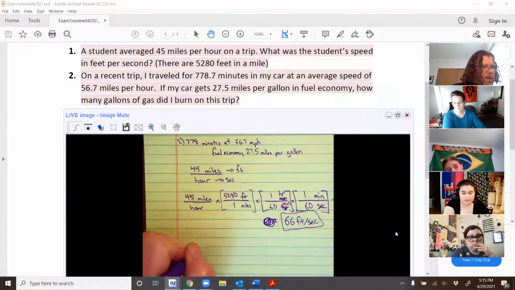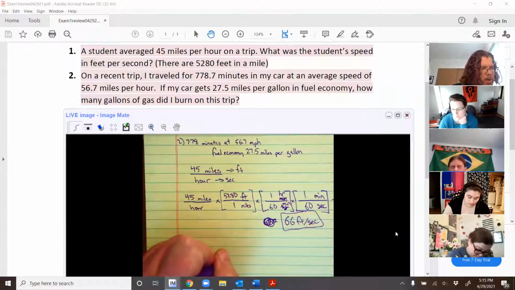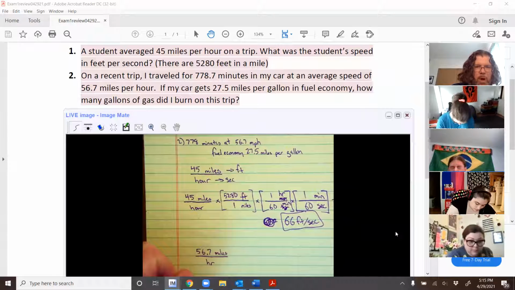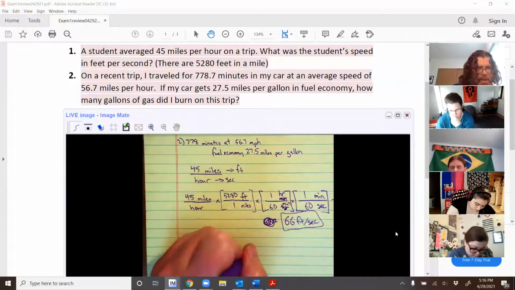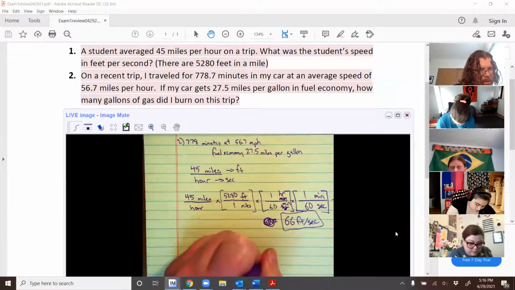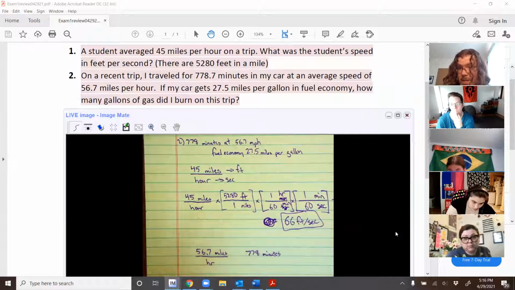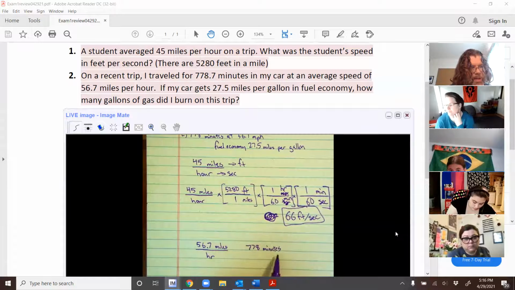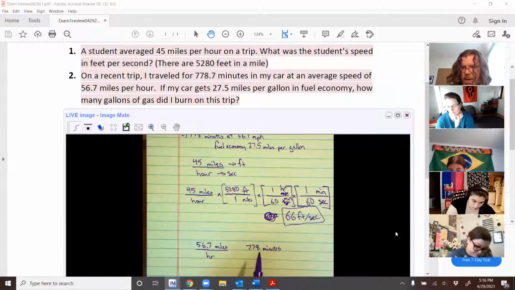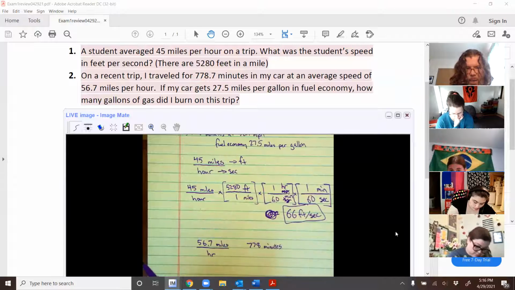If we know how many miles per hour we were driving, 56.7 miles per hour, and we know how long we were driving, 778 minutes, we should be able to use those two things to figure out what distance we drove. Because miles per hour times hours would give us miles, a distance in miles that we drove. The unfortunate thing is we are not presented with hours, we're presented with minutes. So we got to convert to hours first.